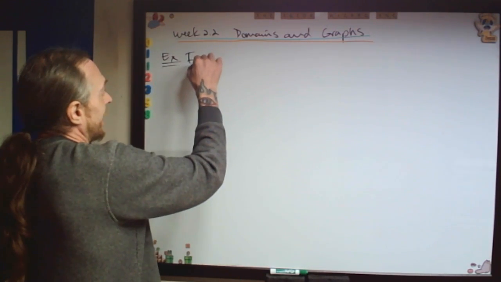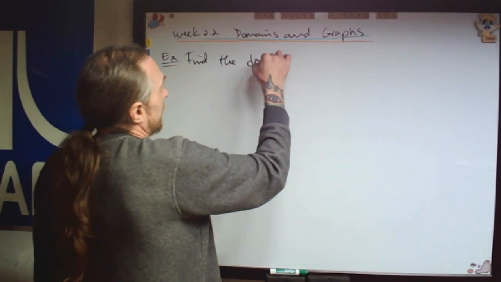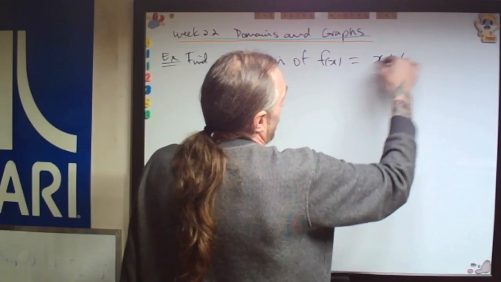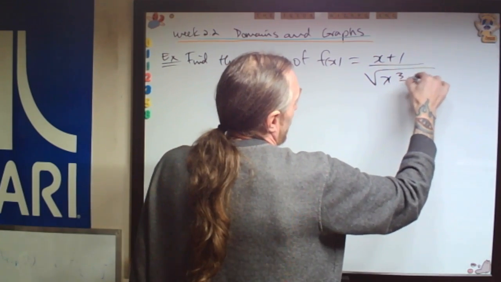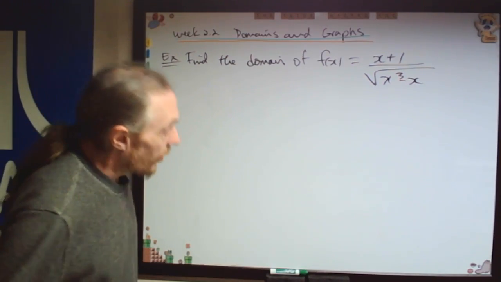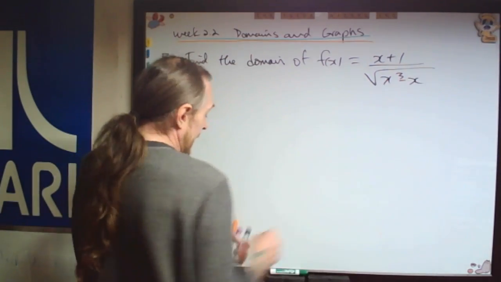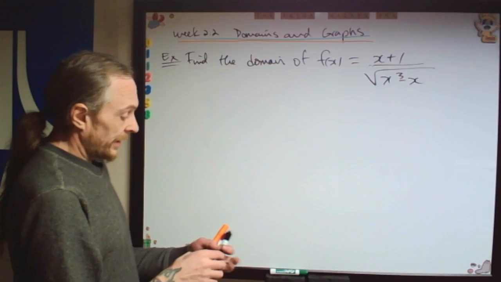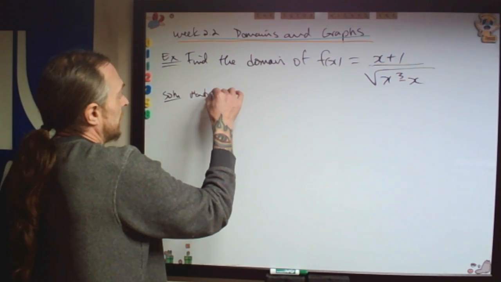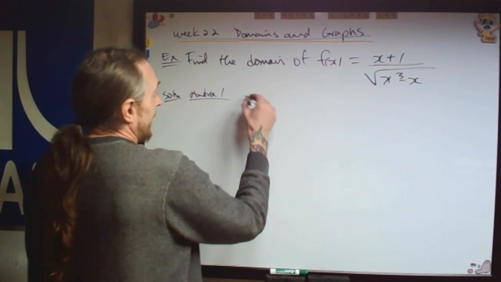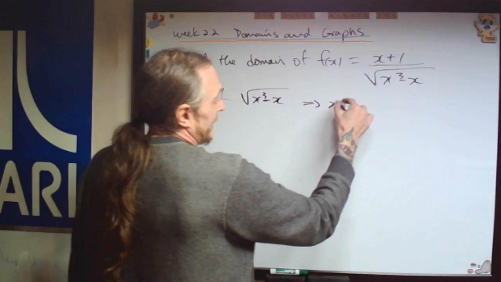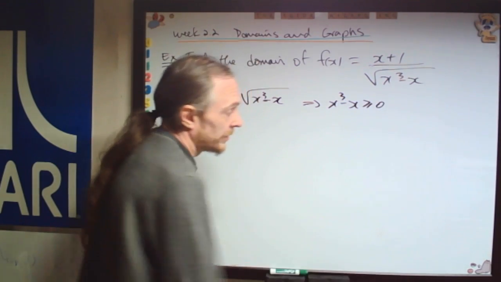Example. Find the domain of f of x, which is, say, x plus 1 over the square root of x cubed minus x. I'm running the mantras in my head. I immediately already see that I have both problems. I do have an even nth root, and I do have division. Let's do mantra 1. Mantra 1 says that because we have an even nth root, this immediately says x cubed minus x has to be greater than or equal to 0.